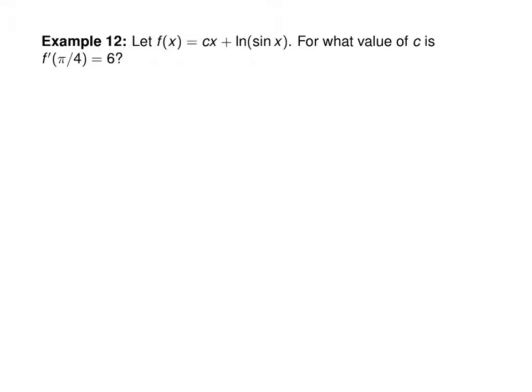Last one is a clever problem. So you have this function f of x is cx plus natural log of sine x. For what value of c is f prime of pi over 6 equal to 6? So you're going to end up solving an equation, and in order to solve that equation, you're going to have to find the derivative. If you have information about the derivative, first step is to get the derivative, right?